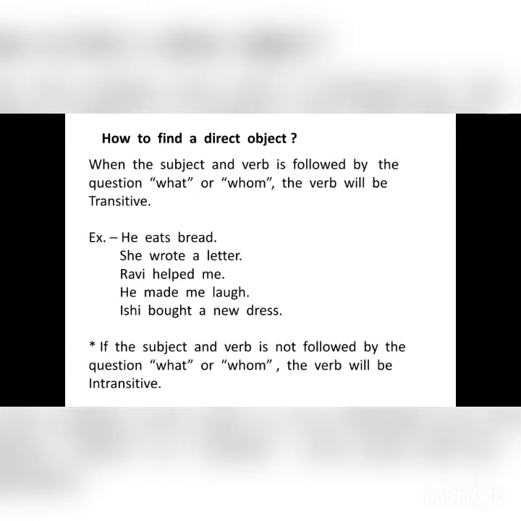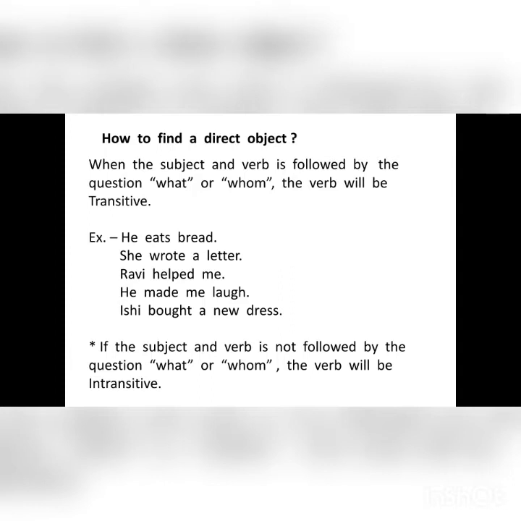So, the sentence here is, he eats bread. So what does he eat? He eats bread. That means bread here is the direct object. It means eat here is an example of a transitive verb. The second example is, she wrote a letter. So what did she write? She wrote a letter. A letter here is the direct object and wrote here is the transitive verb.